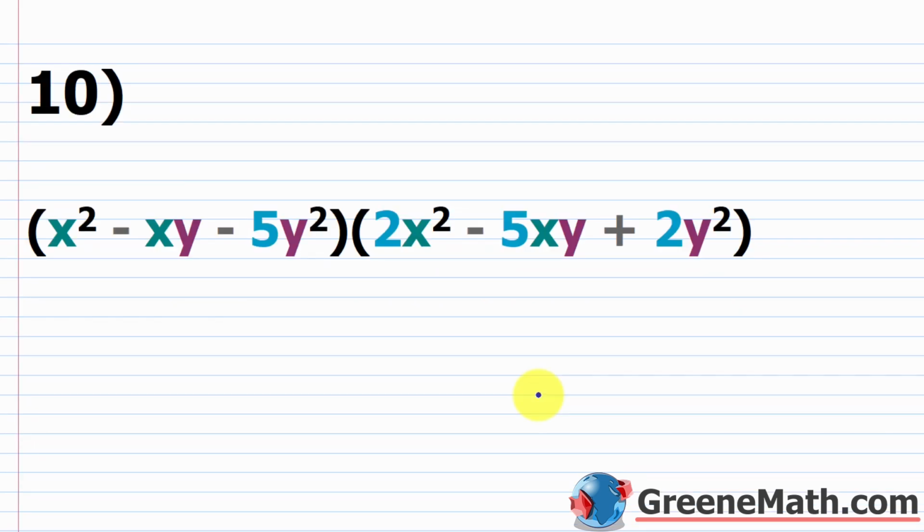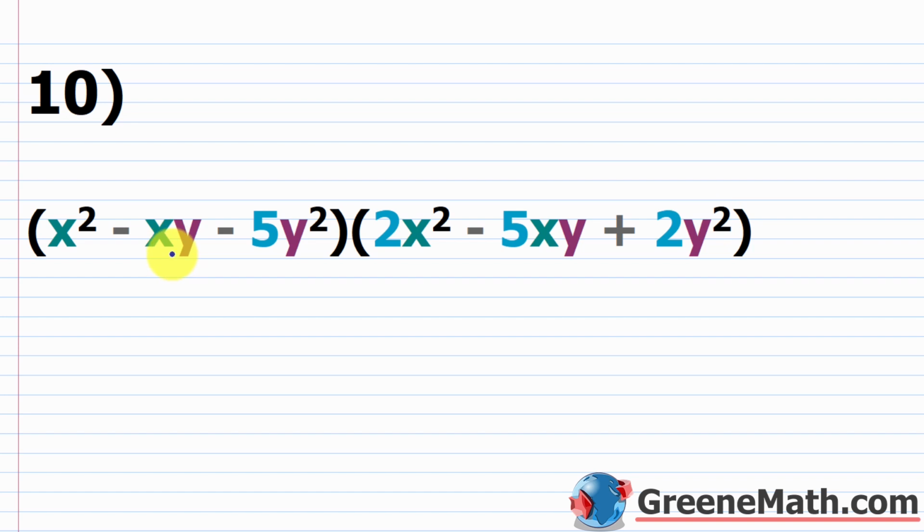All right, let's look at problem number 10. So we have the quantity x squared minus xy minus 5y squared times the quantity 2x squared minus 5xy plus 2y squared. So again, all you're doing here is using the distributive property in the end.